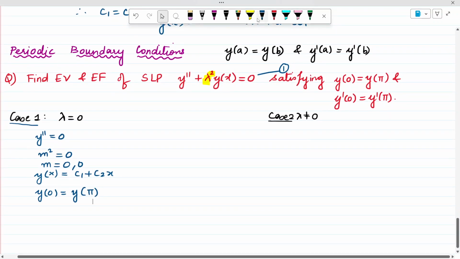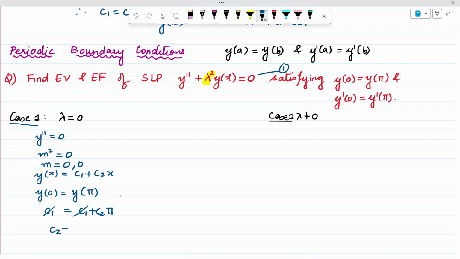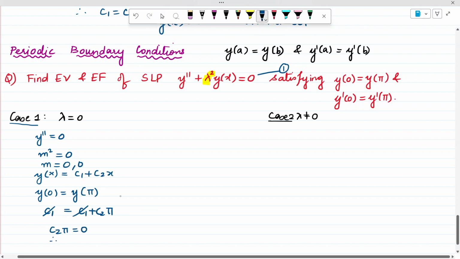So when I put 0 and pi simultaneously, if we put 0, C1 will be left on the left hand side. And when I put pi here, I'll be left with C1 plus C2 pi. So C1 gets cancelled, okay, because of subtraction. So C2 pi is equal to 0. Pi is non-zero. So C2 is equal to 0. This implies that C2 is equal to 0.